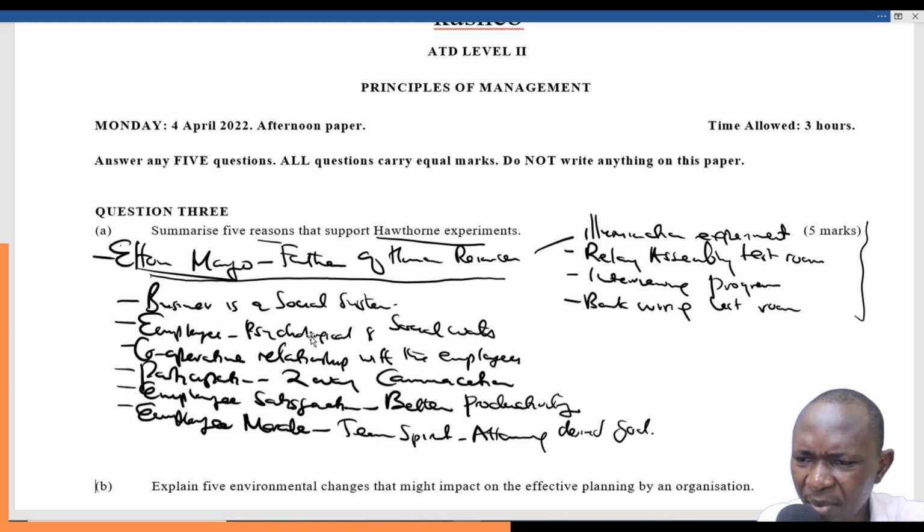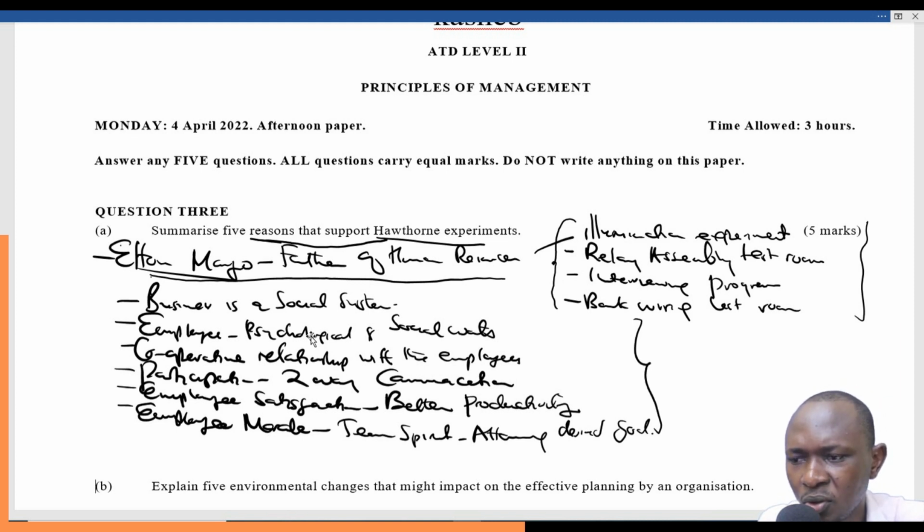So, summarize 5 reasons that support Hawthorne experiments. This is the Hawthorne experiment. These are the outcomes or the conclusions from the Hawthorne experiment. So what are these 5 reasons that support Hawthorne experiments? The 5 reasons that support Hawthorne experiments are based on the fact that these conclusions are still being utilized today. So we want to look at the application of these conclusions then to today's organization.